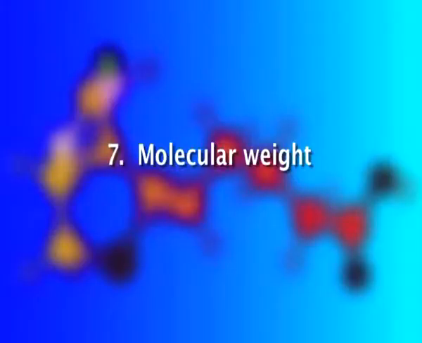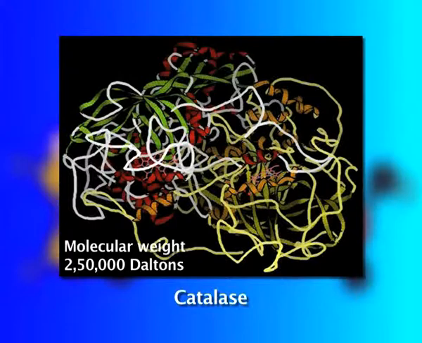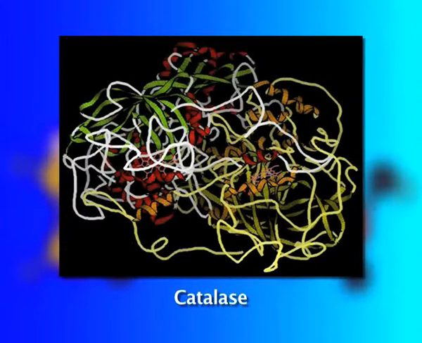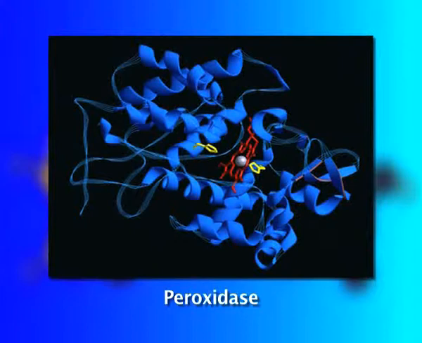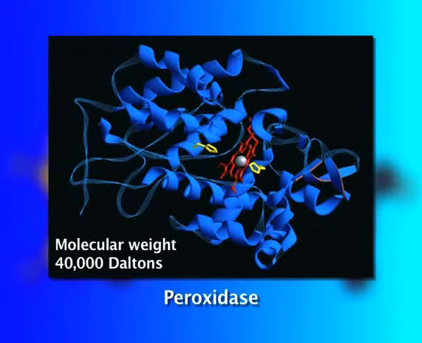Molecular weight. Catalase has a molecular weight of 2,50,000 Daltons and is one of the largest enzymes. On the other side, peroxidase, one of the smallest enzymes, has a molecular weight of 40,000 Daltons. Thus, enzymes are larger than usual simple organic molecules.